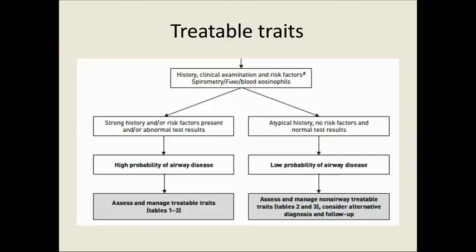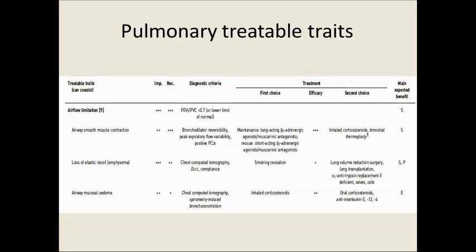Okay, so if they have a strong history or risk factors present or abnormal test results, they have a high probability of airway disease. If they don't, then they have a low probability of airway disease, and those patients are then managed as non-airway treatable traits. So if you follow this and you confirm that this patient has got a high probability of airway disease, in other words, he's not using the terms asthma, COPD, etc., you would then identify what he calls treatable traits, okay? And that would be either pulmonary, extrapulmonary, or systemic. Extrapulmonary, I'll come to the last one now.